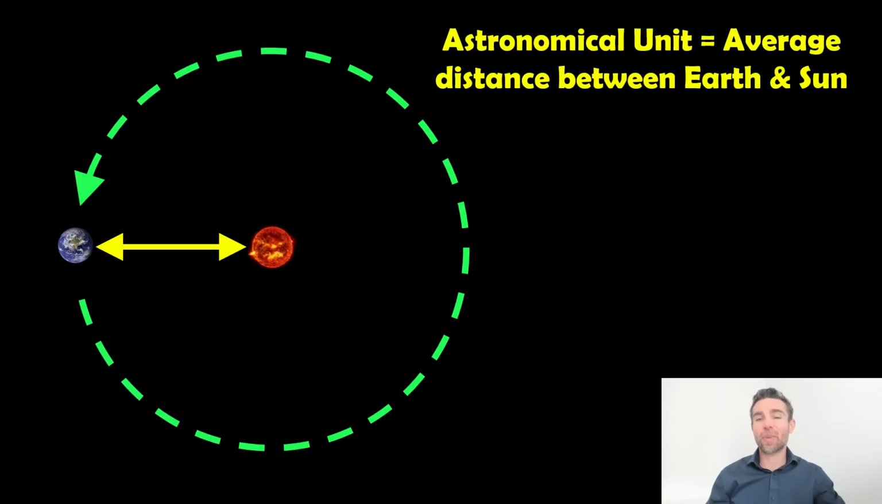We use it as a unit in astronomy and astrophysics because it's better than using meters or kilometers, as those numbers can be enormous. Astronomical units make the numbers more manageable and make a bit more sense. If I say 2 AU, 2 astronomical units, we know it's twice the distance between the Earth and the Sun. It's easier to understand than some ridiculously large number in meters.